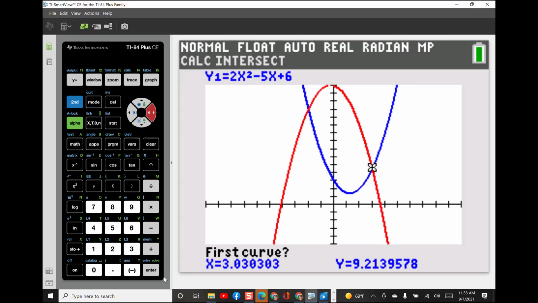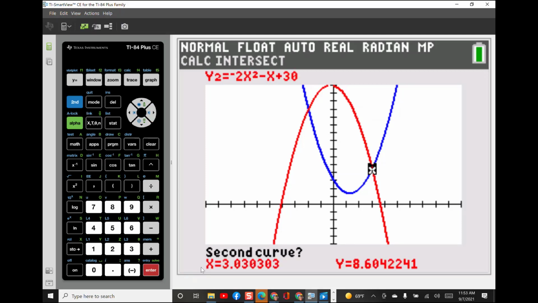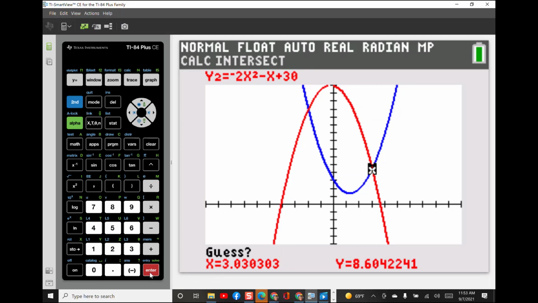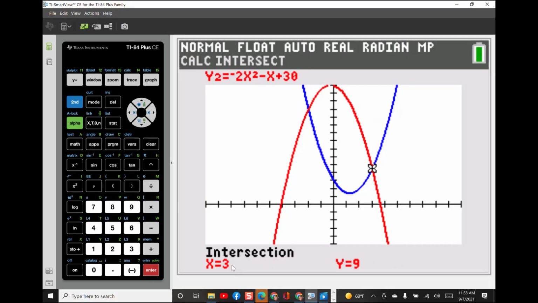So I've got first curve, second curve, and if you notice, they're pretty close to, if I was rounding, it'd be 3 and 9. And then it's going to come to this where it says my guess, and it's going to give me 3 and 9. So that's the other point. So that's all the information on how to do it on the calculator.